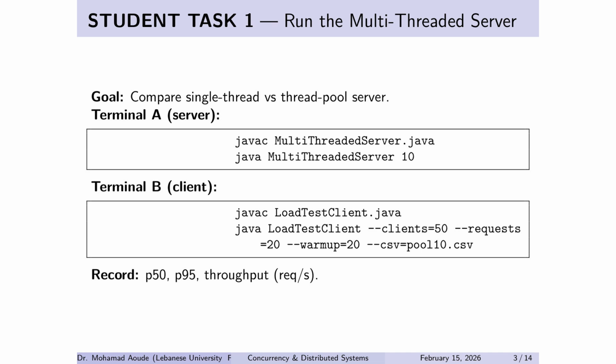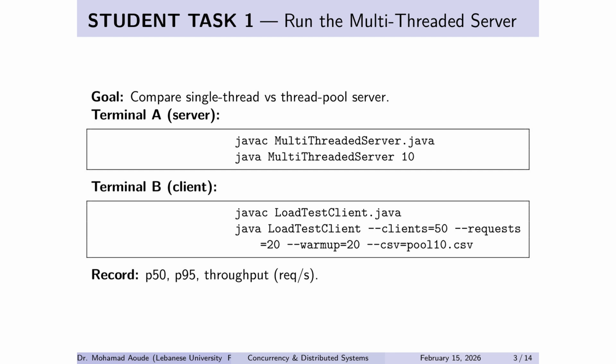This is where the lecture becomes real. I don't want you to believe slides, I want you to measure. Start the server with a fixed pool size, say 10 threads, then use the load client to simulate 50 concurrent clients. Warm up the JVM, discard early measurements, and export results to CSV. Now compare this with the single-threaded server.